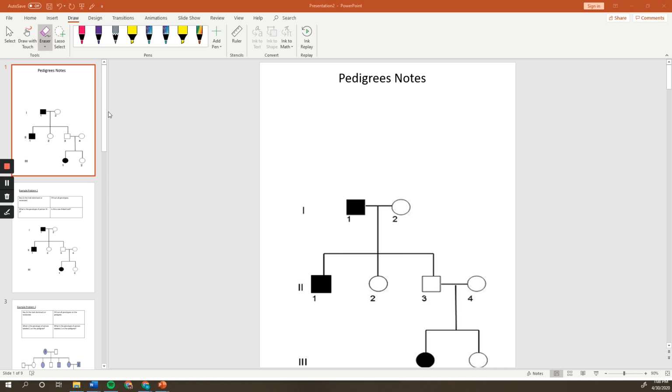So let's get going. Pedigree notes. What a pedigree is, basically, is just a genetic characteristic map that we can use to trace a certain characteristic or certain trait back through your family, okay?